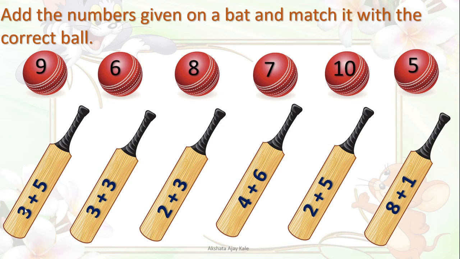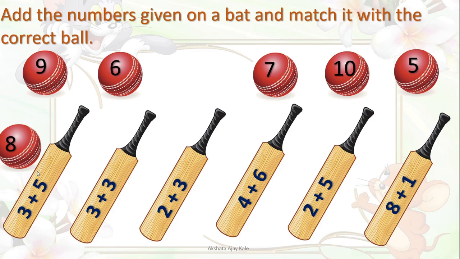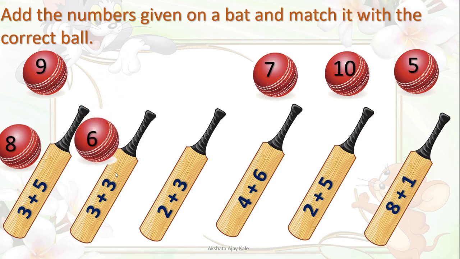We'll begin. First bat, 3 plus 5. Come on, tell me the answer. 3 plus 5 is equal to, yes, 8. Very good. Where is 8? This is 9, 6, 8. Yeah, this ball should be with this bat. Okay, we will take this ball to this bat. Isn't it? This is the right bat and right ball. Both have 8 number. Okay, we'll move to the next one. 3 plus 3. Yes, very nice. The answer is 6. And here it is. This ball will match with this bat.